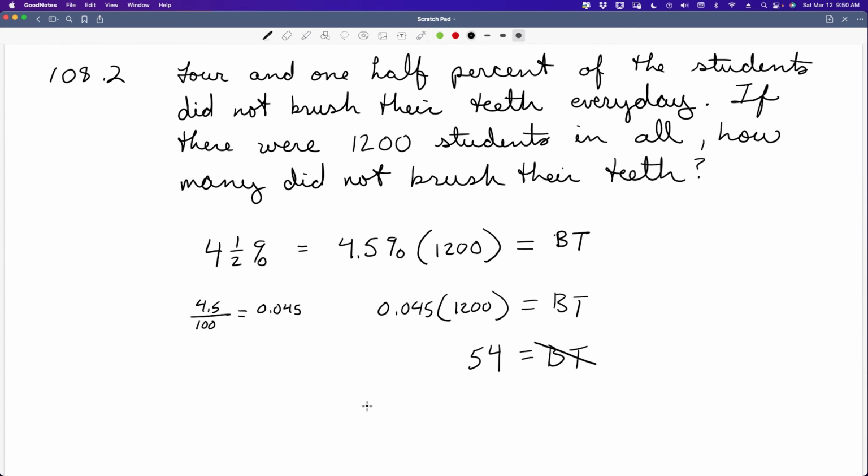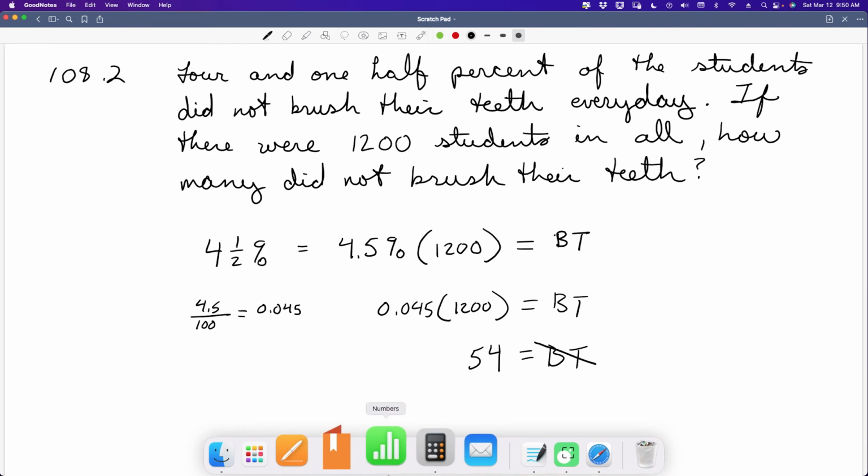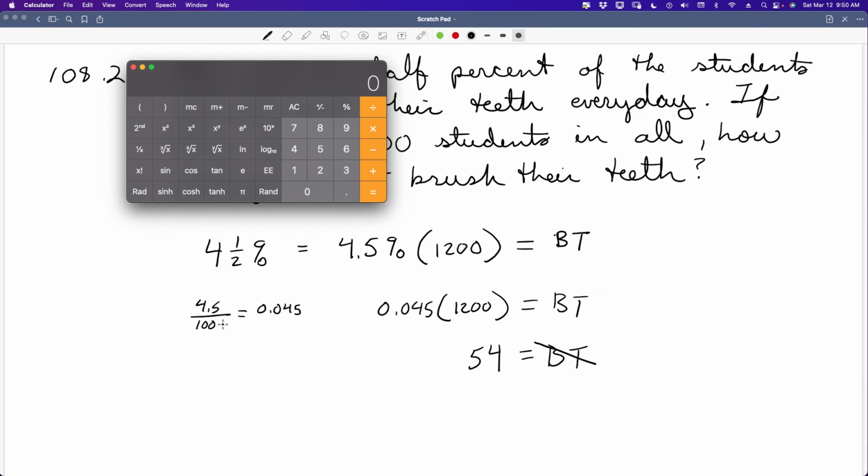All right, and that is all we have for lesson 108. We just needed to learn how to convert a percent into a decimal, and we do that by just putting that number, whatever that percent is, over 100 and dividing it. And I wanted to show you right quickly in the calculator how easy that is. We put 4.5 over 100, so that's 4.5 divided by 100. You can do it in your calculator. If you have a hard time moving the decimals over visually, you can just put it in the calculator and it's the same thing. It gives you the same answer.